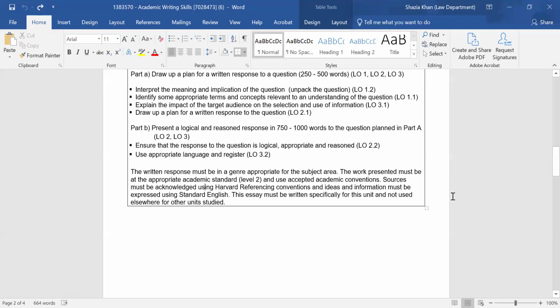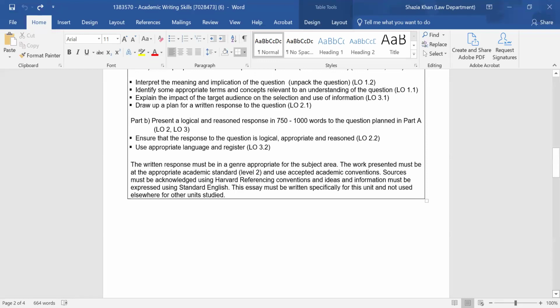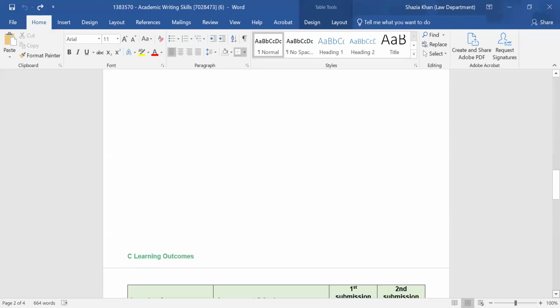Okay, the written response in the appropriate for the subject area. The work presented must be at an appropriate academic level, level 2, and use accepted academic conventions. Sources must be acknowledged using Harvard referencing conventions, and information must be expressed using standard English. This essay must be written specifically for this unit and not used elsewhere on other units.